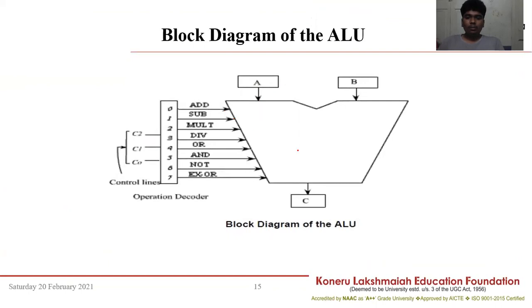So the block diagram of the ALU: if we consider the operation decoder and the control lines, we get the output through these control lines. The control lines decide which work needs to be done now. We will have 3 control lines, and from these 3 control lines we will receive some operations, that is addition, subtraction, multiplication, division. So the block diagram of the ALU will be like this, and this is the operation decoder.